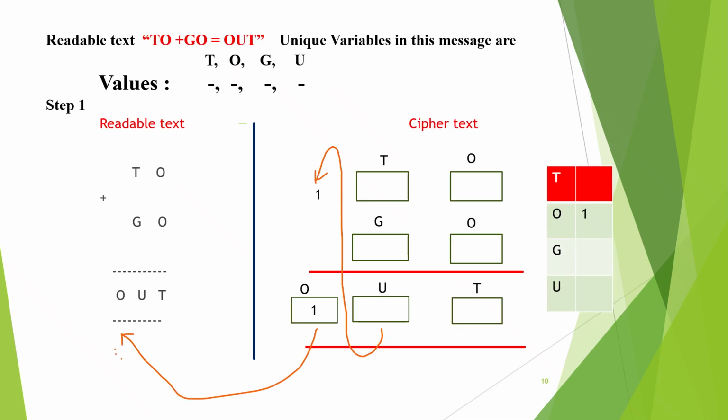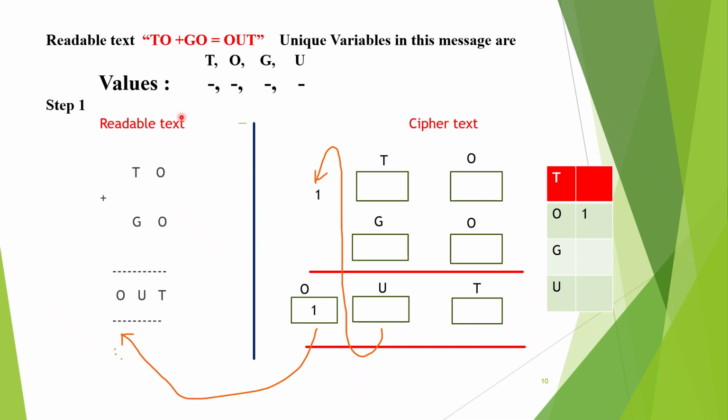Now take the readable text: TO plus GO equals OUT. Now take the unique variables in the message. First take T. T is appearing for the first time, so it is a unique variable. Then O, G. Here the variable O is repeated, so ignore it. Here also O is repeated, ignore it. Now U, then again T is repeated, ignore it. So there are only four unique variables in the readable text: T, O, G, U. These are the four unique variables in the readable message.